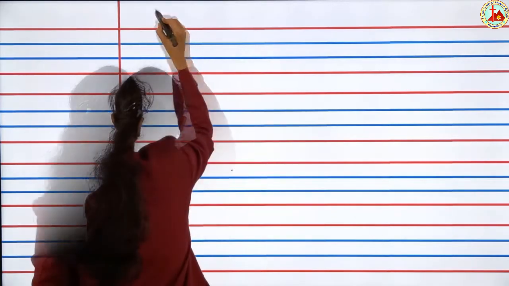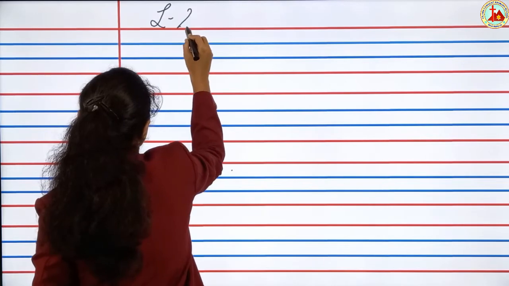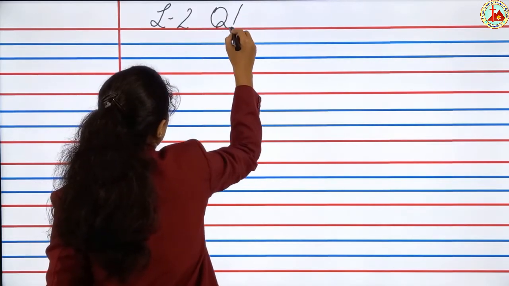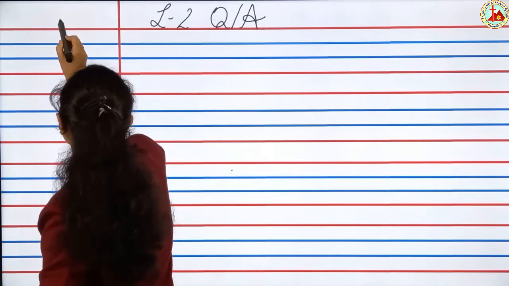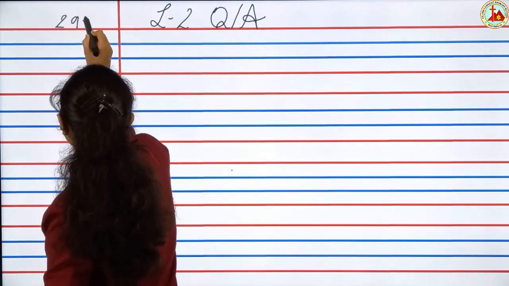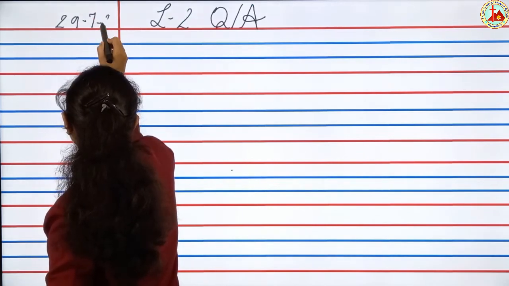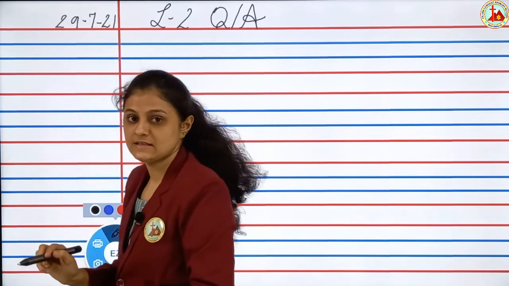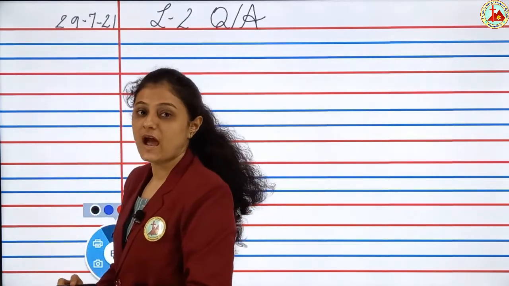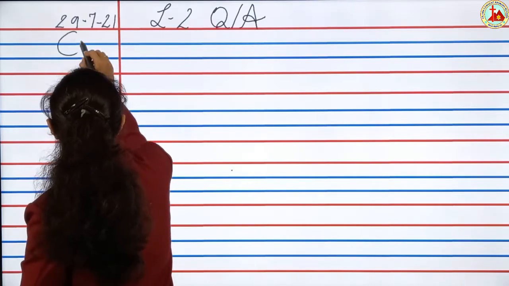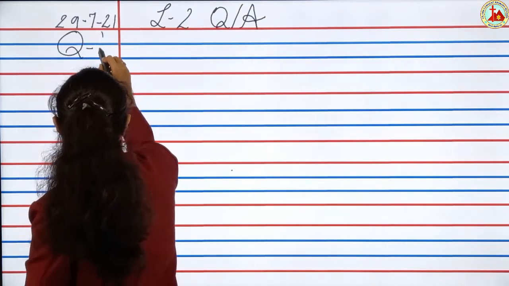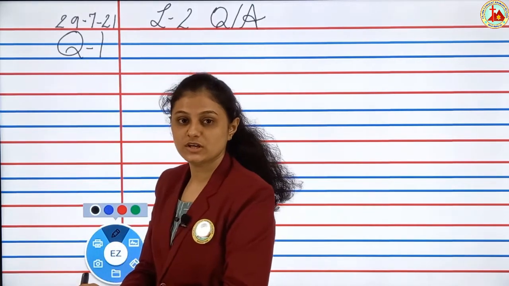Before starting the question answers, we will write the heading: lesson 2, question and answer. And here we will write the date. Today's date is 29, the month is 7 and the year 21. And on this side of the margin we will write Q-1, that means question 1. Q-1.